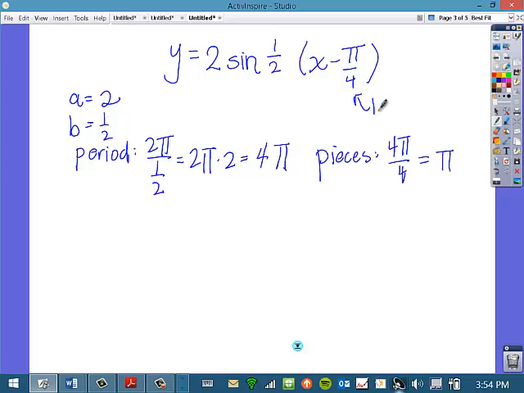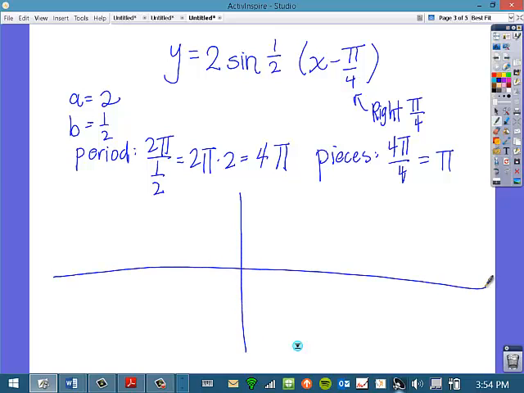We're going to shift it to the right pi over 4. And we're not shifting it up or down at all. So amplitude is 2. So our max is 2. Our middle is 0, and our min is -2. Okay, so we are going to shift this to the right, pi over 4.